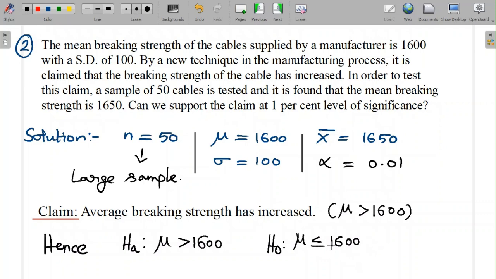In this case, we see that the alternate hypothesis has a statement that is greater than 1600. And because it's a greater than symbol, the test that we are performing is a one-tailed test, and a right-tailed test.